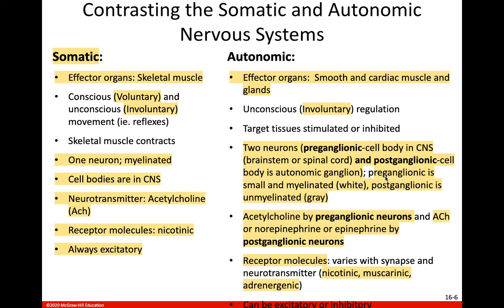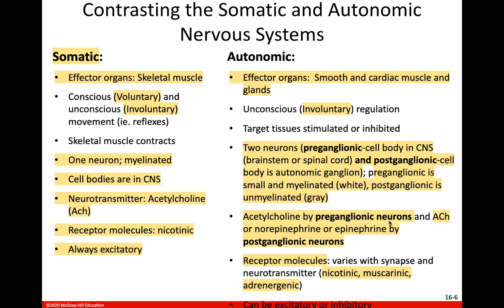The preganglionic neuron is going to generally be small and myelinated. So again, it is able to carry those electrical signals from the CNS to that ganglion very quickly. And then the postganglionic is going to be unmyelinated. So it's not going to have as much myelin on it, and so it will be carrying information a little bit more slowly from the ganglion to the effector organs, such as the cardiac muscles, smooth muscle, or glands.